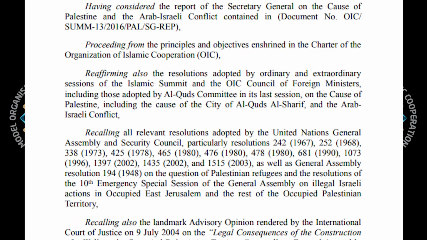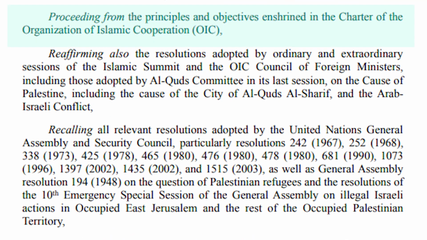Now, let's read a few clauses with you. Proceeding from the principles and objectives enshrined in the Charter of the Organization of Islamic Cooperation. Here, as you can see, our committee reiterated its commitment to the Charter of the OIC, which is the most important document to which the OIC is bound.